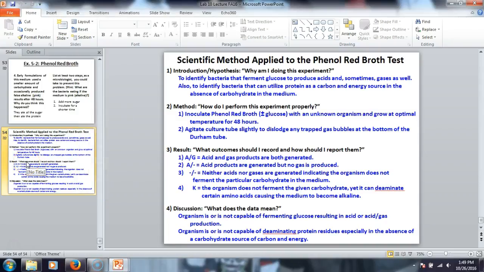So again, what I did for some of your guys' cultures so we could catch them in the act before they moved on to the protein, after they eliminated all the sugars, I took them out of the incubator and put them in the refrigerator to slow them down. But now we're putting them back in the incubator and seeing what happens.